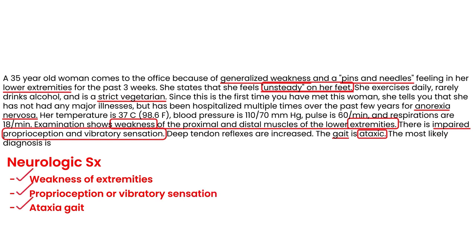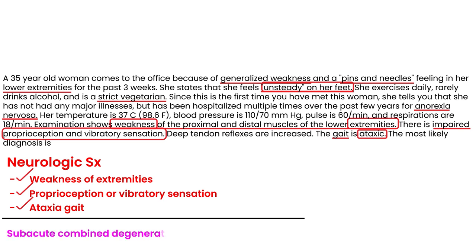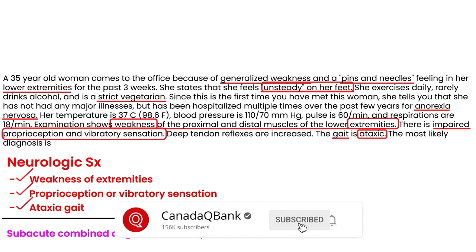And do you remember the name of the neurologic disorder? That name is subacute combined degeneration of the spinal cord. And why does this happen? Because in vitamin B12 deficiency, the brain and spinal cord are affected, in particular the white matter. And that eventually leads to demyelination, and that can lead to these types of neurologic symptoms.